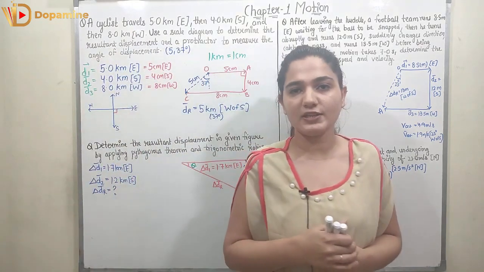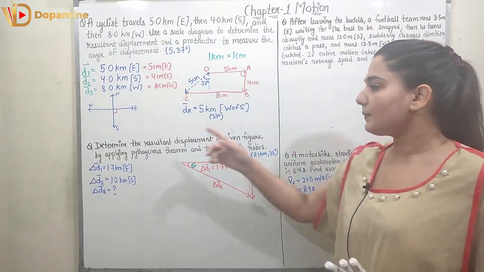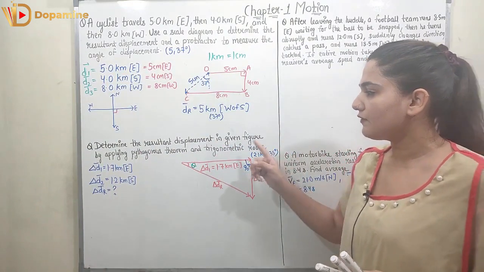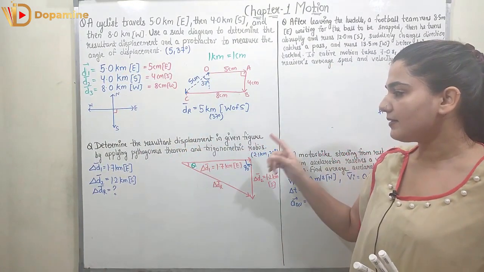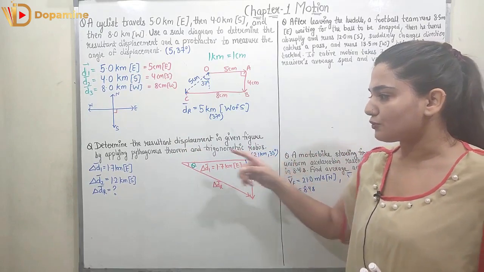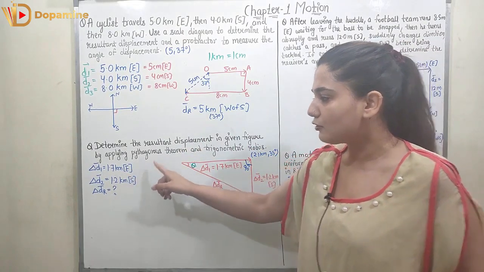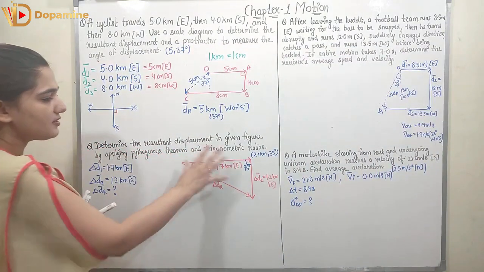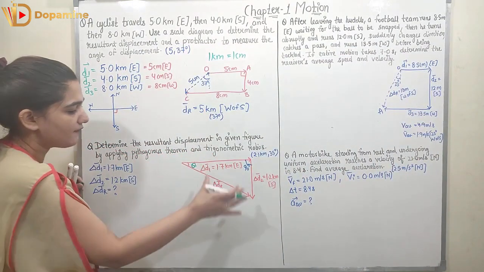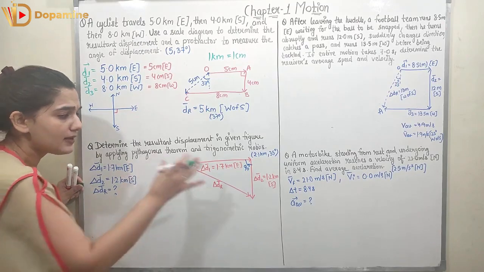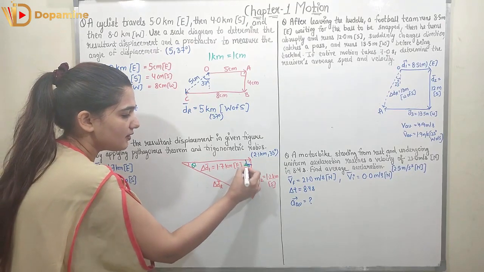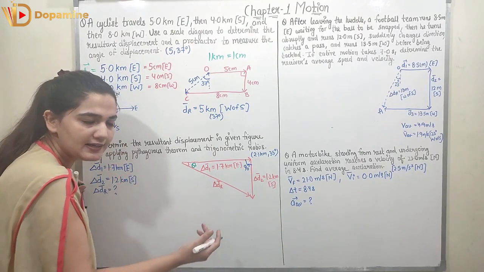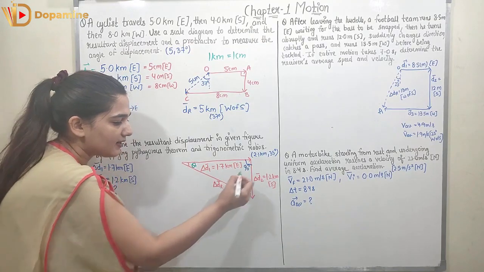Now coming to question number 2, it states: determine the resultant displacement in the given figure by applying the Pythagoras theorem and the trigonometric ratios. D1 is given as 1.7 km east, D2 is given as 1.2 km south, right? So this is the diagram that we have. Now we have D1, now we have D2. We can apply the Pythagoras theorem because east and south are at 90 degrees to each other. This is a right angle triangle.